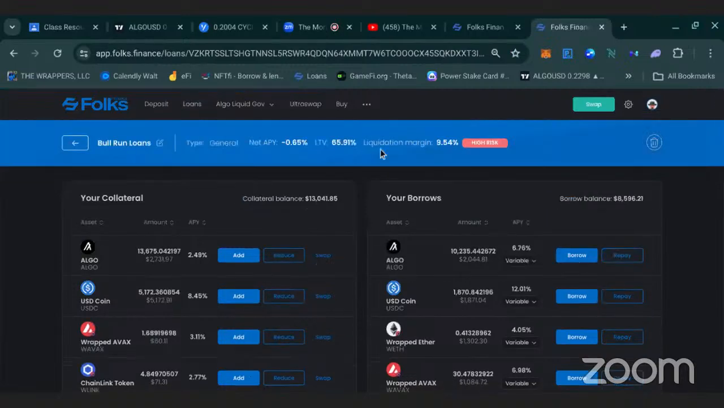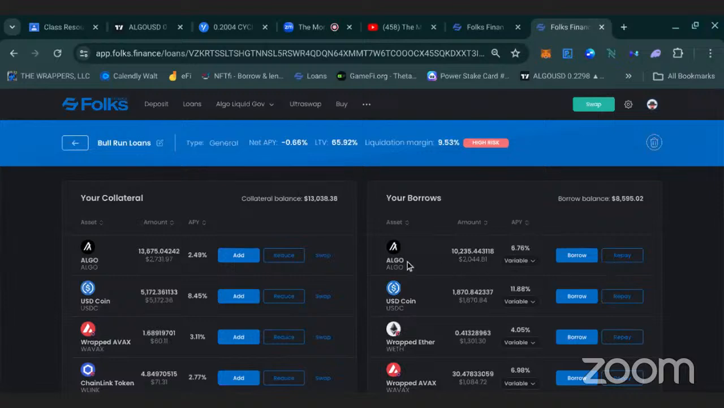And y'all want to know a secret? Even though the liquidation margin, this is another thing for you to be able to look at. The liquidation margin is under 10%. If the liquidation margin is over 10%, we pull the money, we borrow the money. If it's under 9%, you can wait for it to go back up, or you can adjust it.